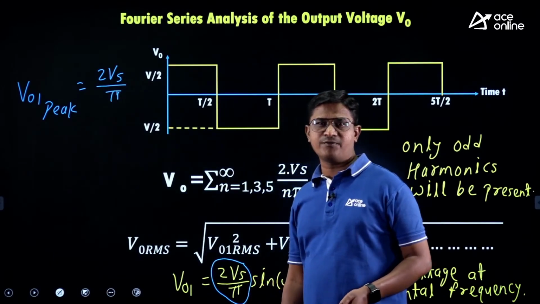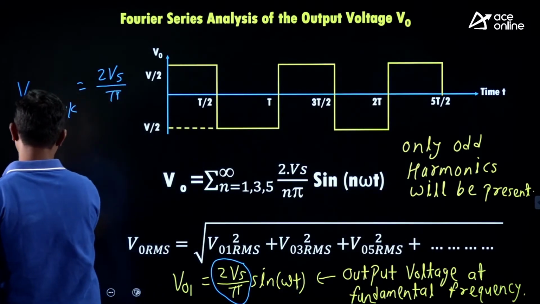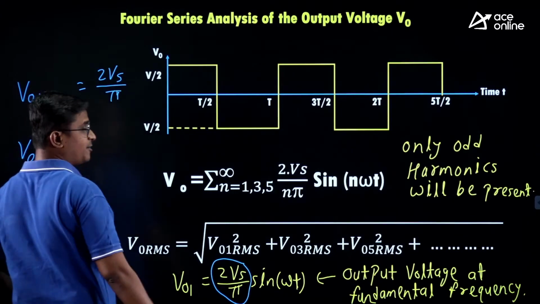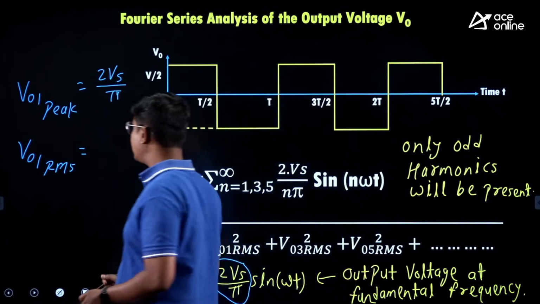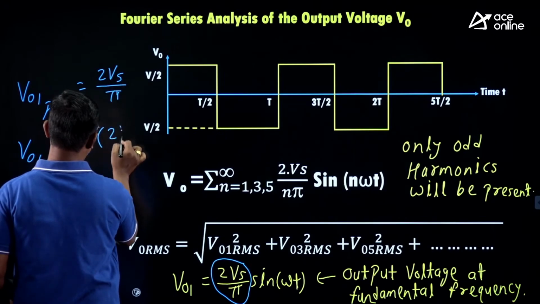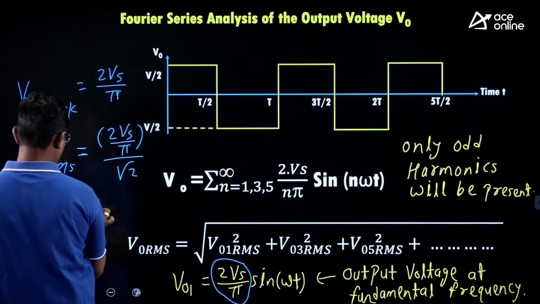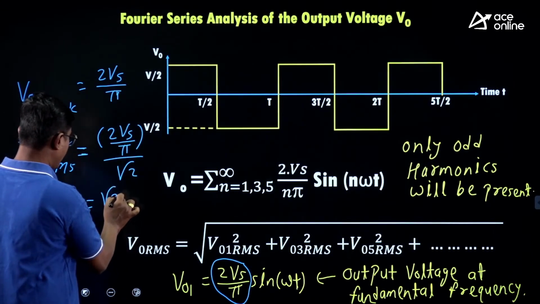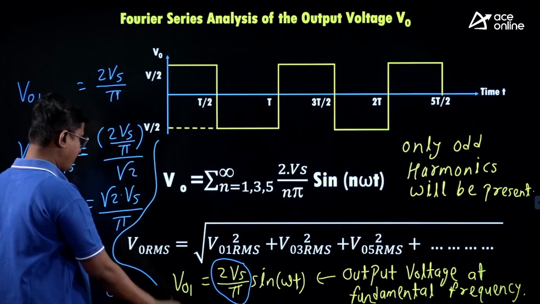Now from this, can we find V01 RMS? Yes, for any sinusoidal waveform, the RMS value is peak value upon root 2. So V01 RMS is equal to V01 peak by root 2, that is 2 Vs by pi upon root 2. So 2 Vs by pi by root 2 means it will be root 2 into Vs upon pi.